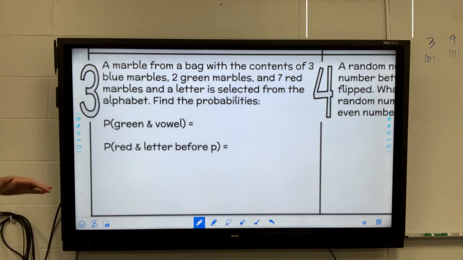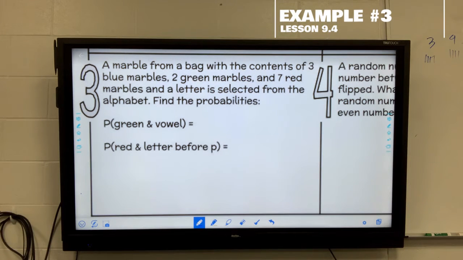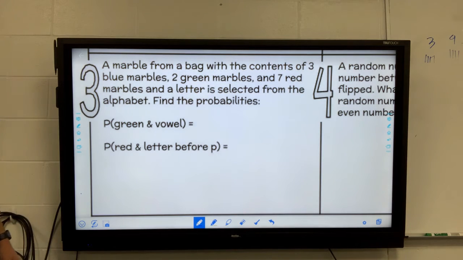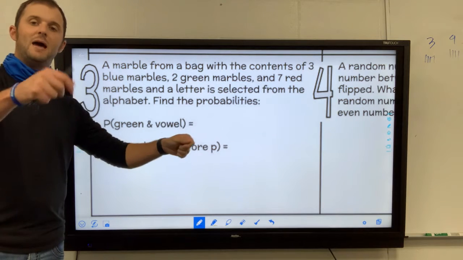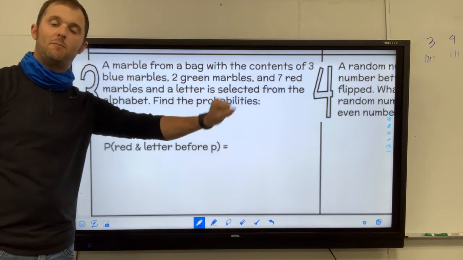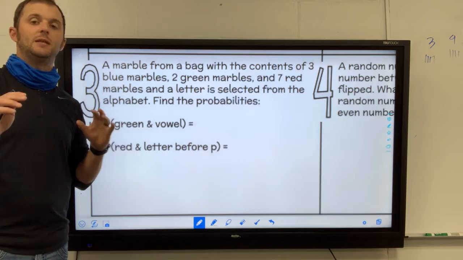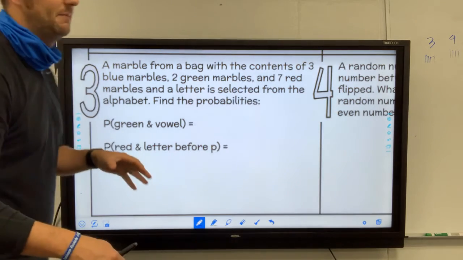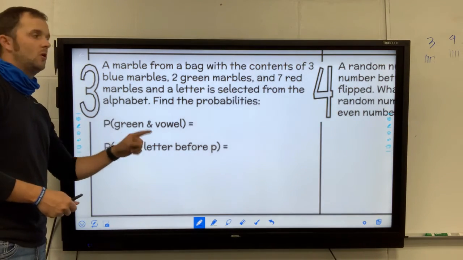All right, so on number 3, it says a marble from a bag with the contents of 3 blue marbles, 2 green marbles, and 7 red marbles, and a letter is selected from the alphabet. We need to find the probabilities. So that means if we have a bag with all these marbles in it and a separate bag with all the letters of the alphabet in it, they don't have anything to do with each other. So they're independent events happening here. So we need to find the probability of getting a green and drawing a vowel.